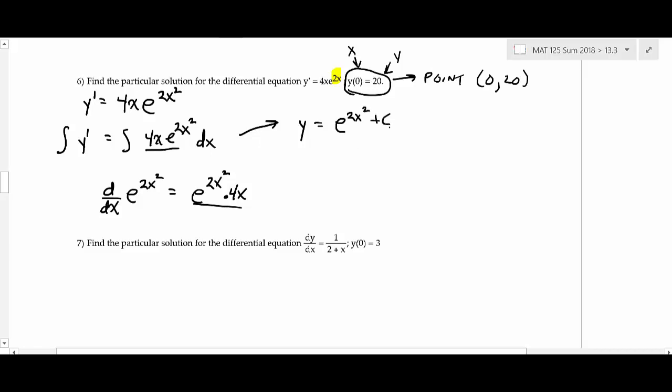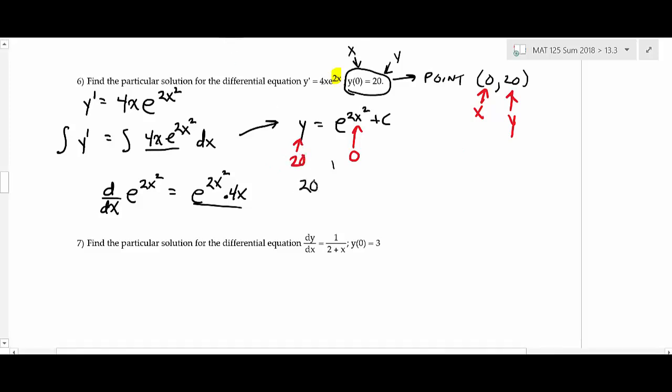Okay, in this section, the antiderivatives are things that you're either going to do with a basic rule we've learned, or it's going to be something you're going to have to reason out in your head. Okay, so now what we do is we take this initial condition. Remember, x is 0, so everywhere you see an x, you're going to put a 0 in there. Y is 20, so you're going to put a 20 there.